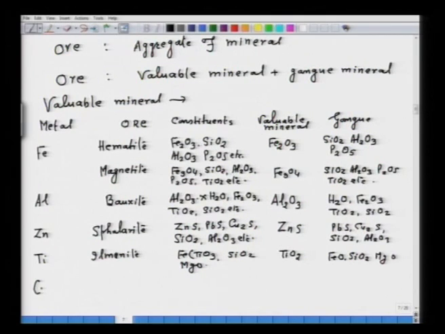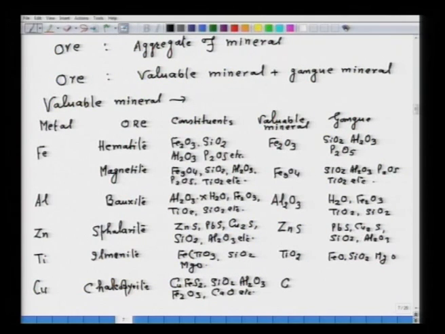Now, another important metal is copper. The ore name is chalcopyrite, and the constituents are CuFeS2; it could have SiO2, it could have Al2O3, Fe2O3, it can also have calcium oxide, etc. Here the valuable mineral is only CuFeS2, and all other, for example FeS or FeS2, SiO2 or Al2O3, are all considered to be gangue minerals.